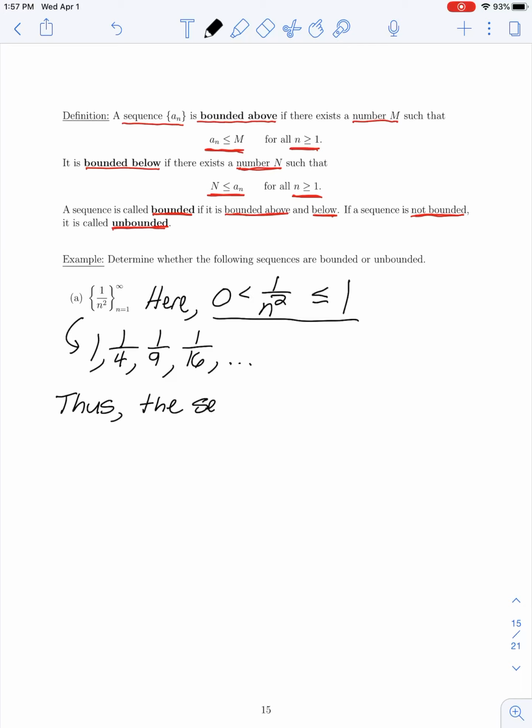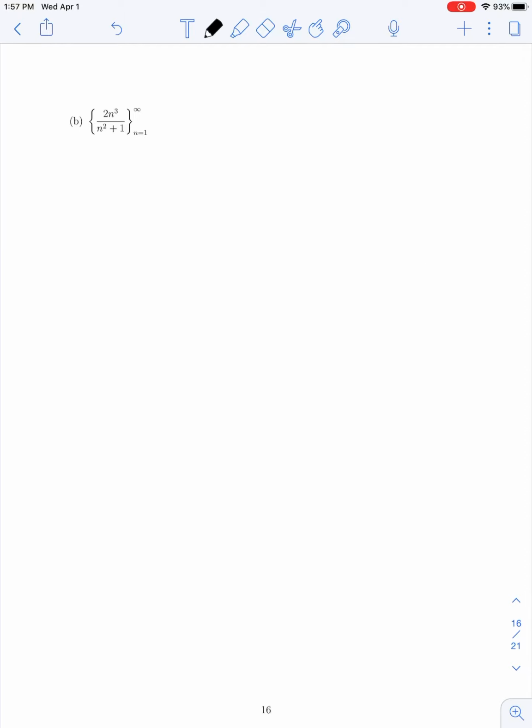So since we're finding that the terms of our sequence are always greater than 0 and less than or equal to 1, we can say the sequence is bounded. It is both bounded above and below. It is bounded below by 0 and above by 1. So since it is both bounded above and below, we say our sequence is bounded. So let's look at another one. In part B, we have 2n cubed over n squared plus 1.